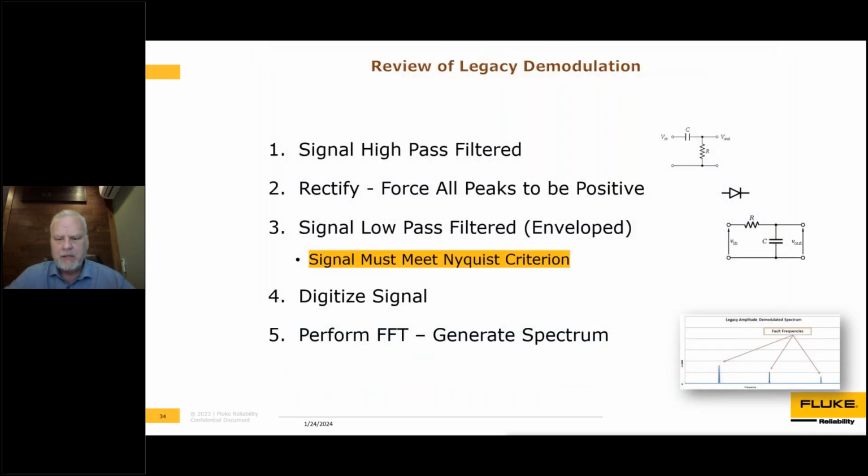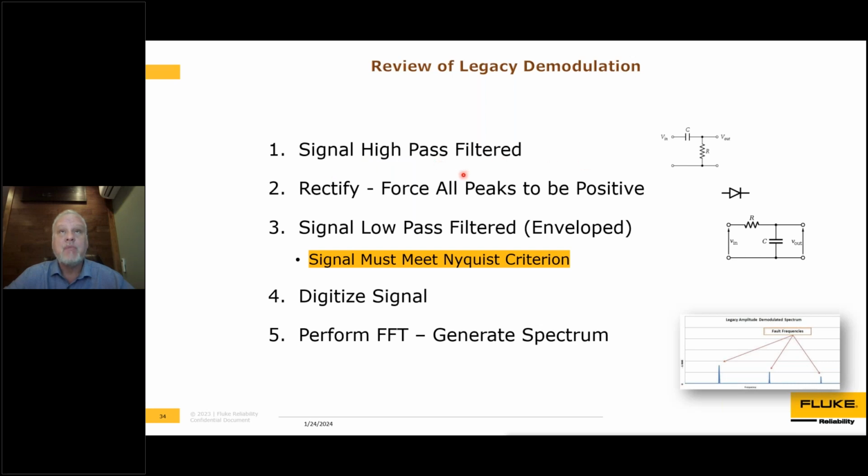A quick look at legacy demodulation, and again, this goes way back. Many modern data collectors are doing it different. Different companies are approaching this in a different way. This is the very legacy, basic overall, how we did demodulation in the past. We typically signal high pass filter. We still do that today. That has one function for us, which is basically to remove the whole body vibration out of that time data so that we know that everything we got left is stress wave related.